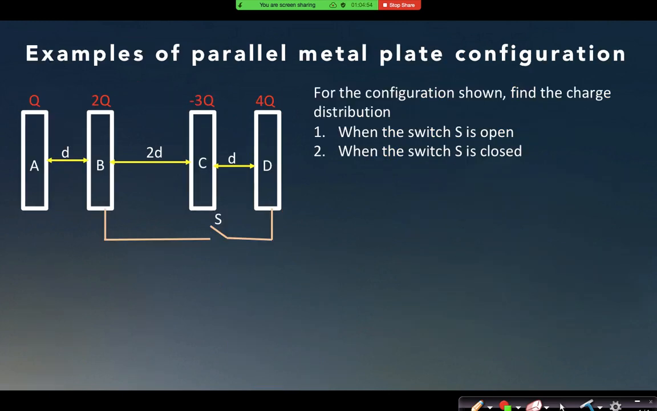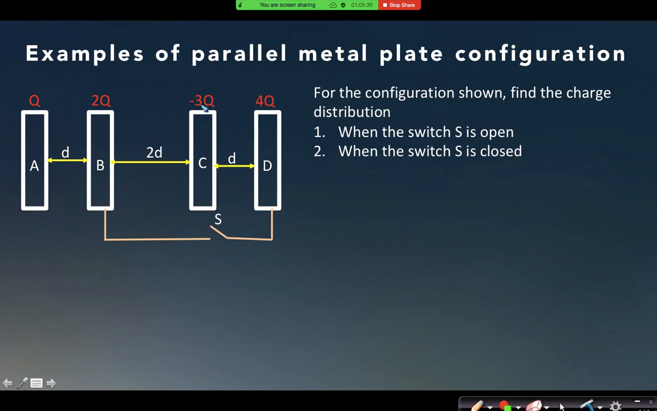So this is the first question, I think. It says, for the configuration shown, find the charge distribution on each surface of the plates. Number 1, when the switch is open, and number 2, when it is closed. So can you just tell me what are the charge distributions when the switch is open? Okay. First, let us try to calculate what is the charge on extreme faces. 5Q by 2. Sir, 2Q.